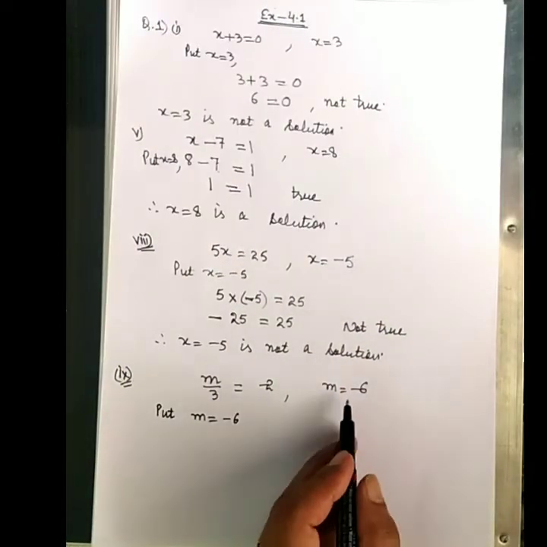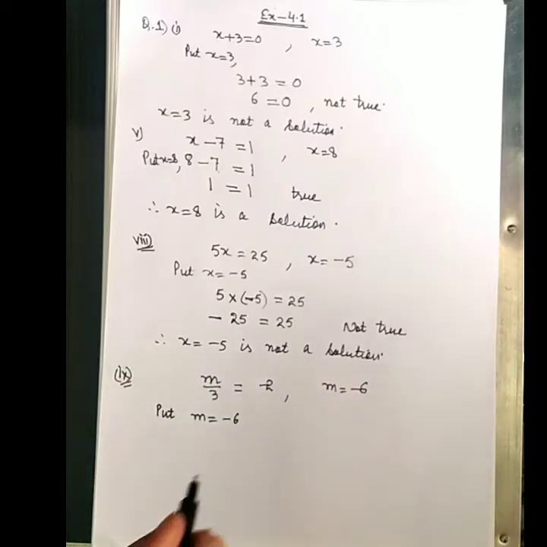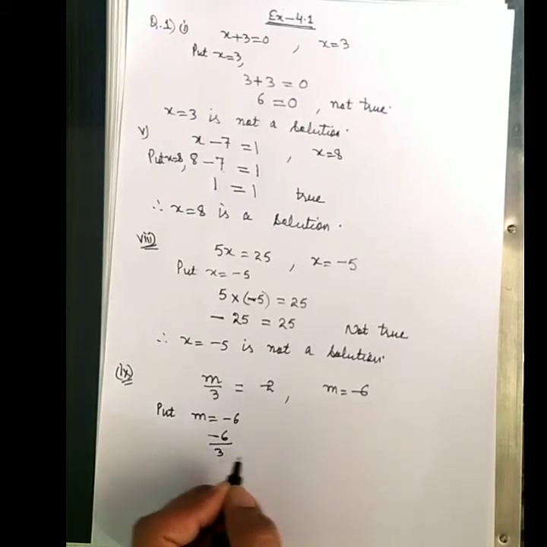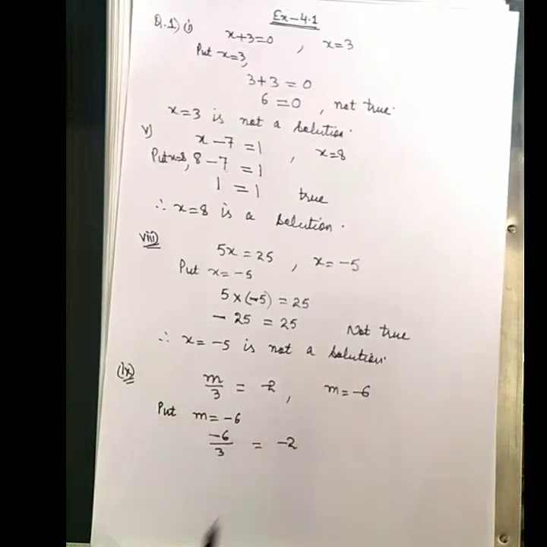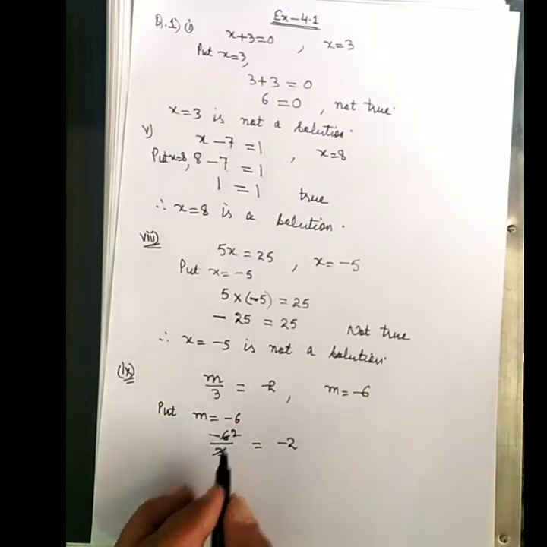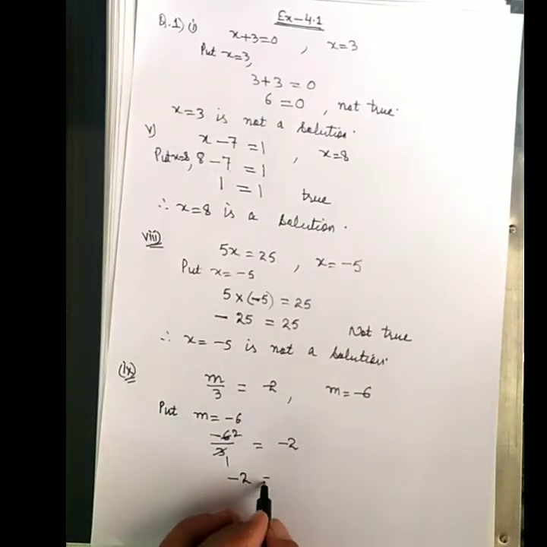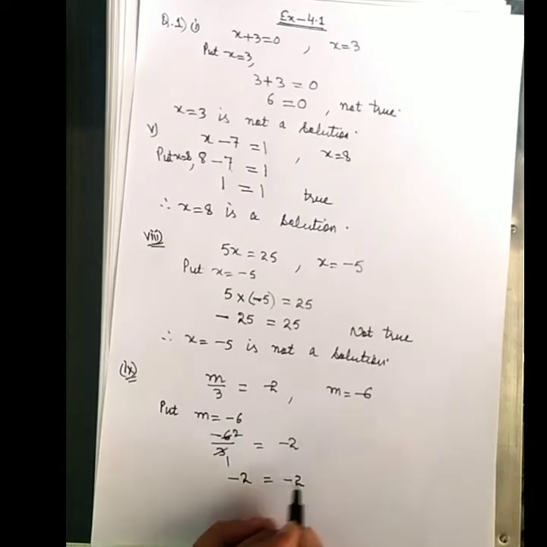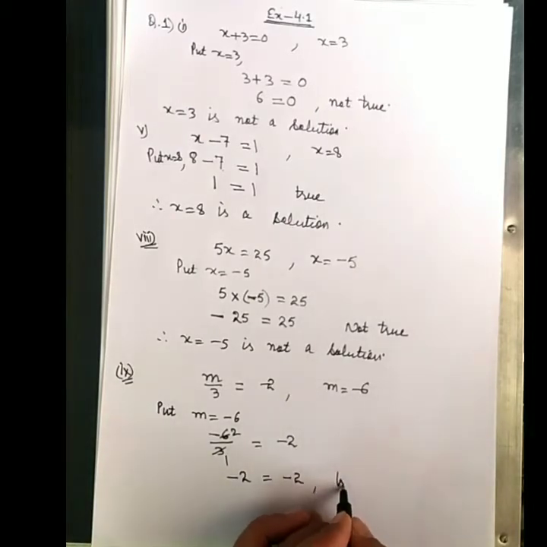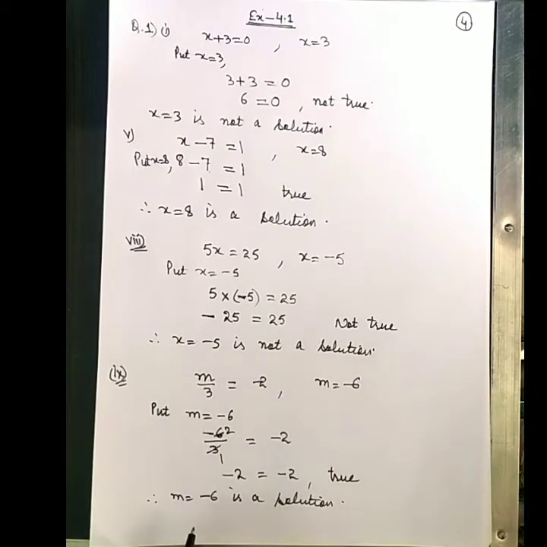So put m is equal to minus 6 in this equation. It will be minus 6 upon 3 is equal to minus 2. Now 3 1s are 3, 3 2s are 6 and it will be minus 2. On the right hand side it is again minus 2. Now whether they are equal? Yes, they are equal. So this statement is true. Therefore m is equal to minus 6 is a solution.